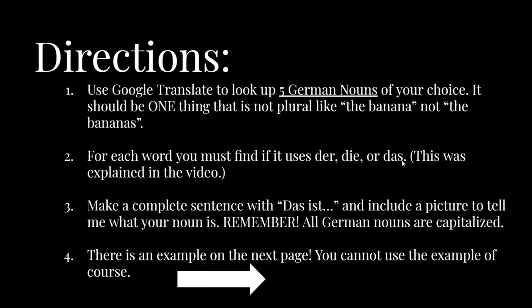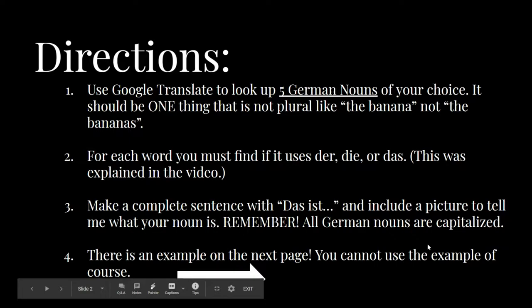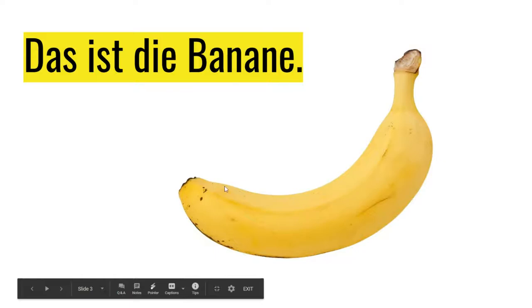You will make a complete sentence with das ist and include a picture to tell me what your noun is. Remember, all German nouns are capitalized. And finally, there is an example on the next page that you cannot use, of course. So this is all I want you to do.